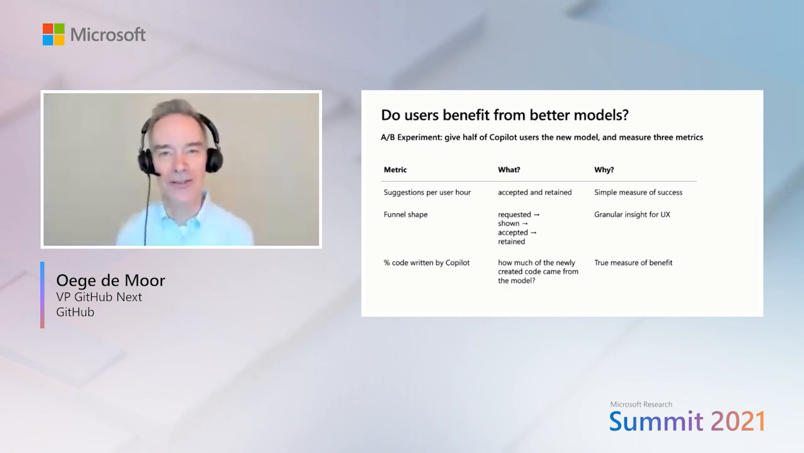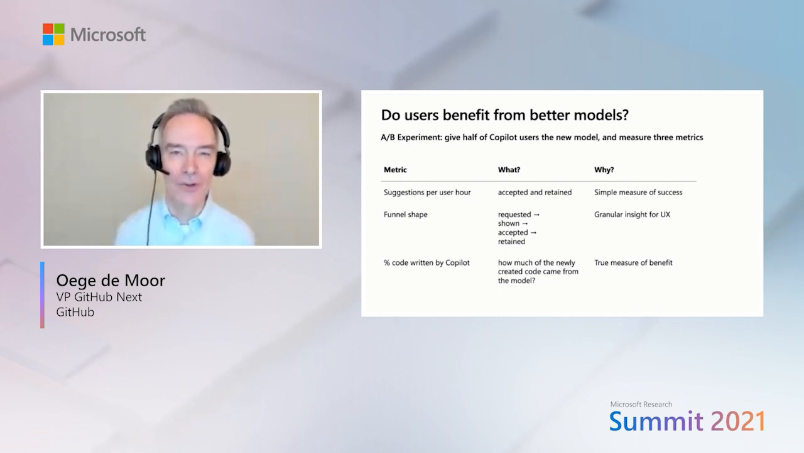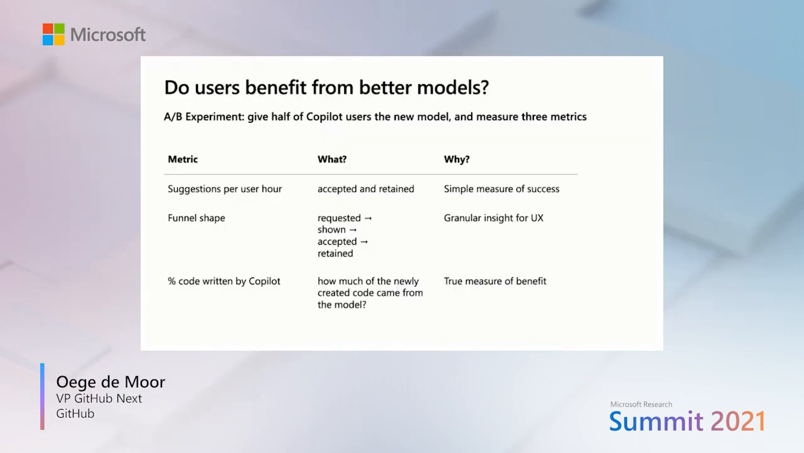In order to answer that question, we did an A/B experiment. We gave half of our users the new model, and half of the users stayed on the old model. And then we looked at three metrics. The first of these metrics is just the suggestions per user hour. If you use this thing for an hour, how often do you accept a suggestion? And if you accepted a suggestion, how often do you retain it? So you don't make any edits.